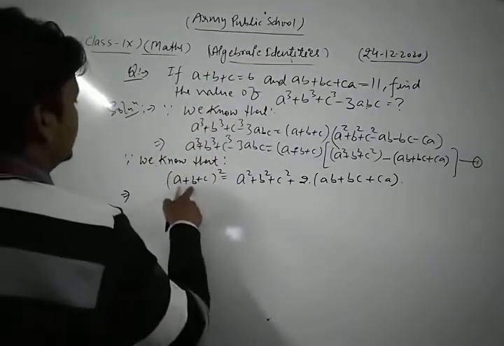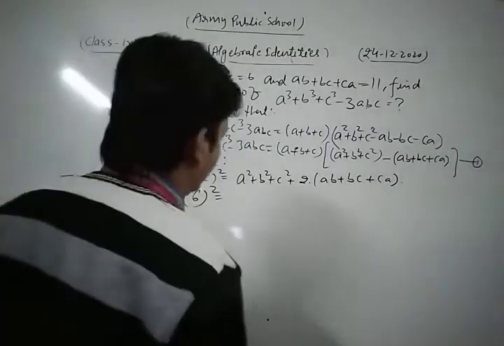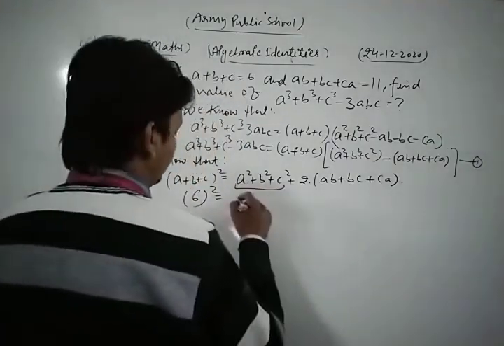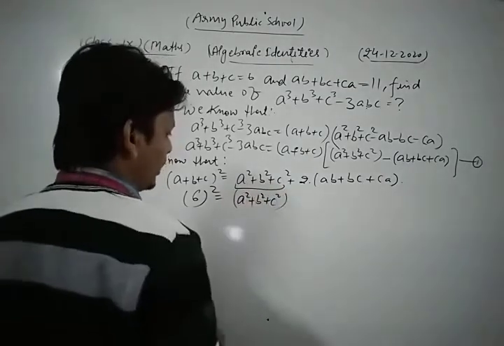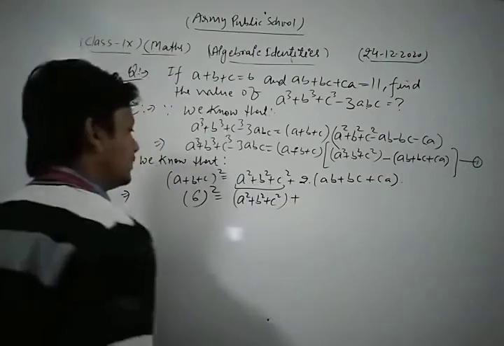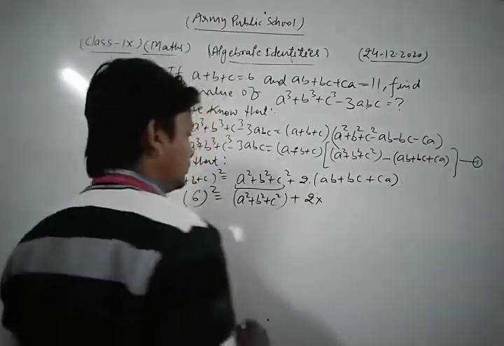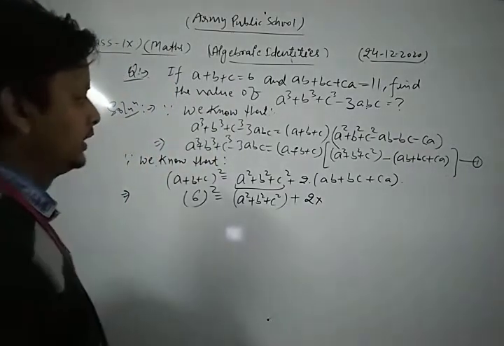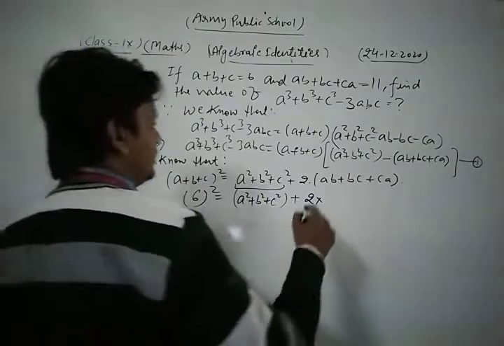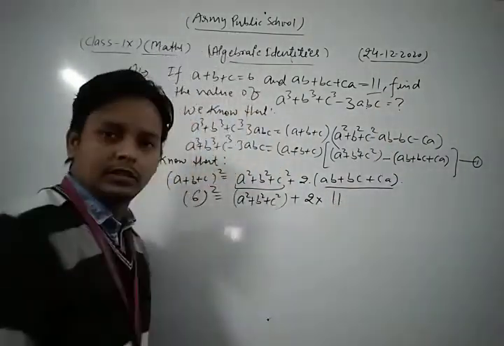Let's see, the value of a plus b plus c is what? 6. So here we write 6 square is equal to a square plus b square plus c square as it is, plus 2 into the value of ab plus bc plus ca, which is 11. We write as 11.